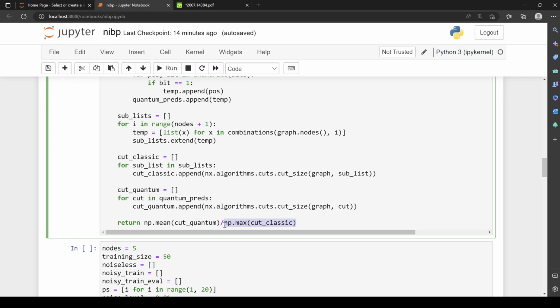There's another way, I guess, you could measure it. This is the average cut. You could also take the maximum or the most likely cut, right? So this is the expected value of the approximation ratio. But if you just took the max, you might get different results here. If you took the most probable bit string rather than the average, you would probably get different results.